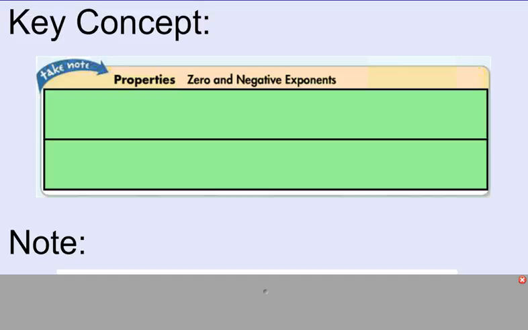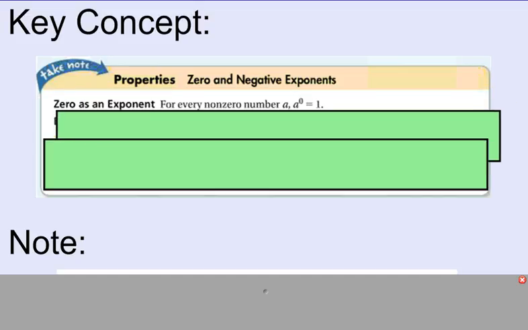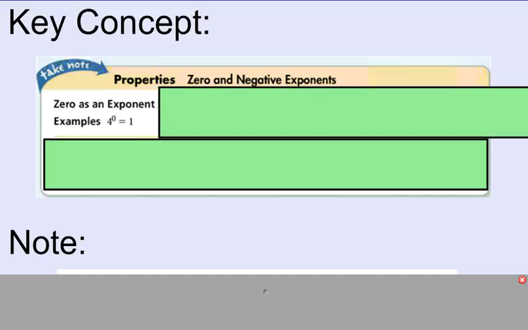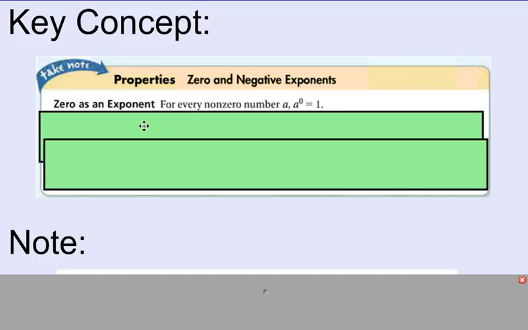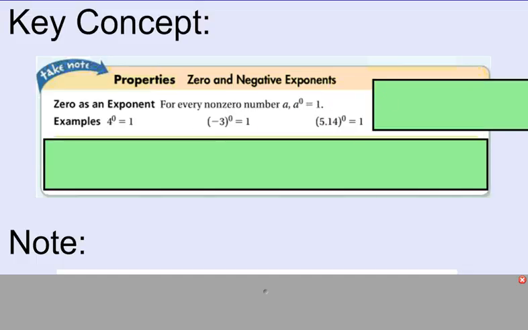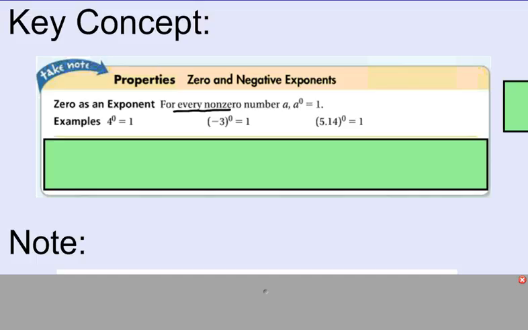This first one is about 0 as an exponent. So here is the rule. For every non-zero number a, a to the 0 power is equal to 1. In other words, anything to the 0 power equals 1. So here's 3 examples. 4 to the 0 power is equal to 1. Negative 3, if that whole thing is raised to the 0 power, is equal to 1. 5.14 to the 0 power is equal to 1. Any number raised to a 0 power is just equal to 1.